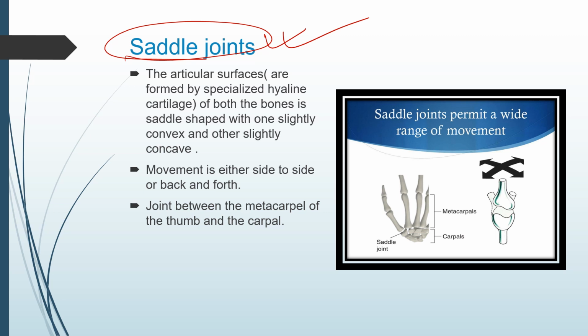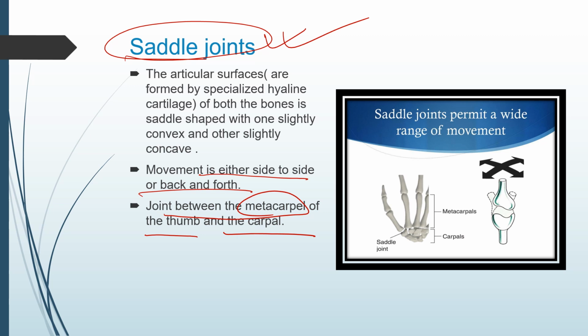The articular surfaces, which are formed by specialized hyaline cartilage of both the bones, are saddle shaped, with one slightly convex and the other slightly concave. The movement is either side to side or back and forth. And what is an example of this? It is the joint between the metacarpal of the thumb and the carpal.